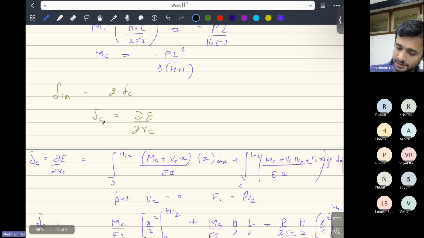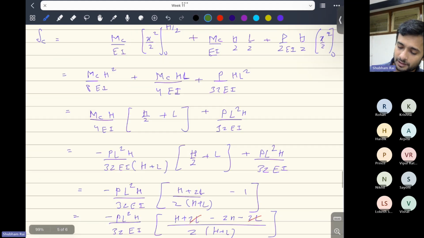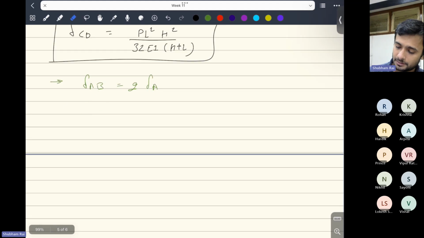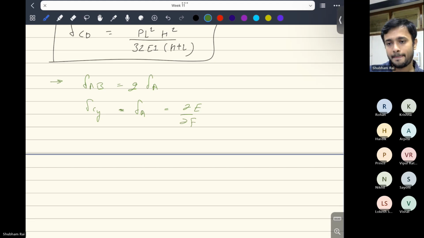That's why we have differentiated with respect to force VC, because VC is in the X direction. Now we have to find the deflection of point C in the Y direction. So we can say that the deflection of C in the Y direction will be del E by del FC.